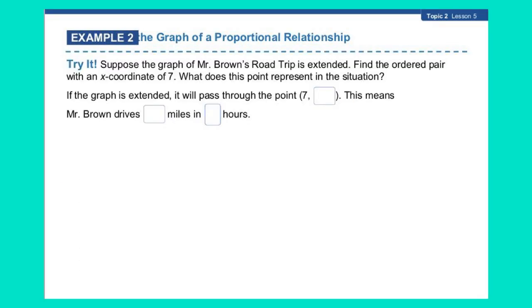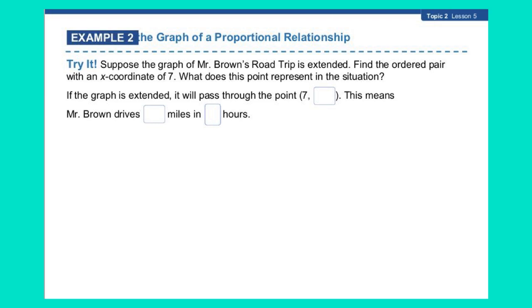This is the try it for example number 2. Suppose the graph of Mr. Brown's road trip is extended. Find the ordered pair with an x coordinate of 7. What does this point represent in this situation?